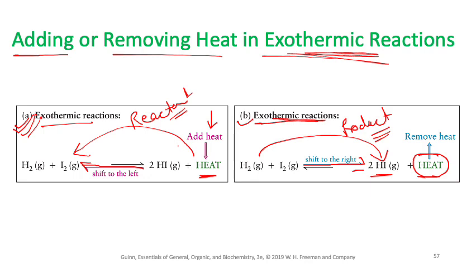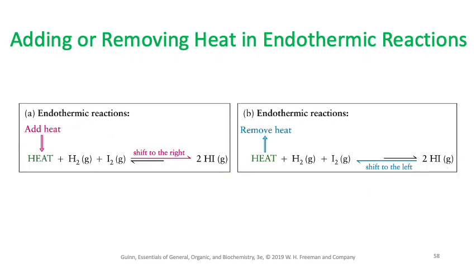Let's do the second scenario where you add or remove heat for an endothermic reaction. Let's go to the other slide. So in this scenario, we are adding or removing the heat for an endothermic reaction, and we know for an endothermic reaction we already have the heat on the reactant side, right? So let's take the first scenario where we add heat to the reactant side. So we are already providing heat on the reactant side. Now if we add more heat, that means you have extra heat on the reactant side.